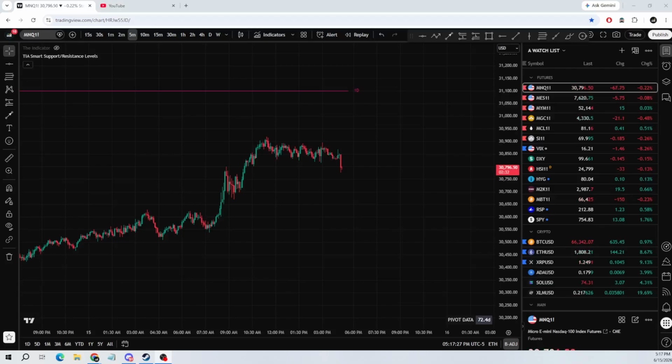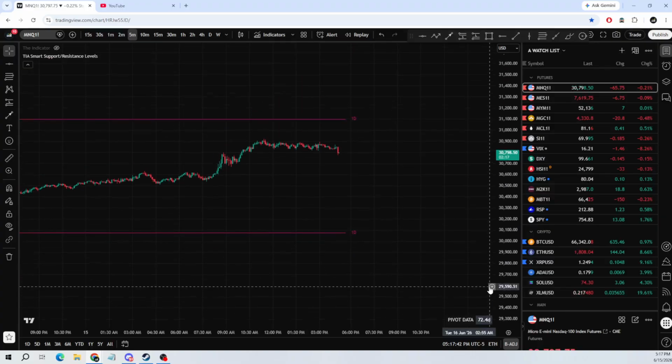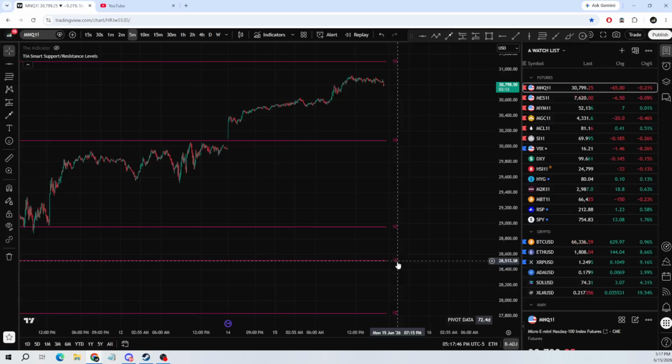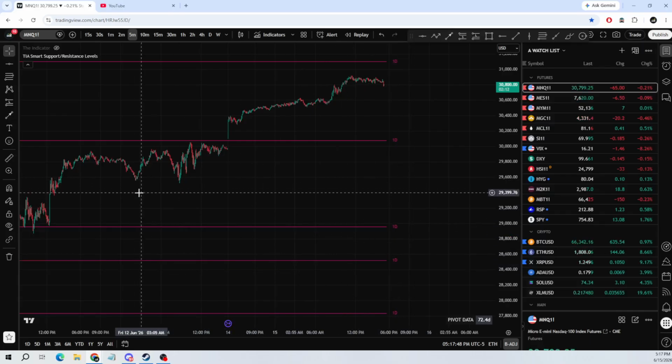Guys, this is Eric, and in today's video we're going to showcase the TIA Smart support and resistance levels. The goal of this indicator is to show you key levels on most time frames. Right now we don't see a lot because we're on the daily chart. You see this D here, and these are important key levels from the daily chart.